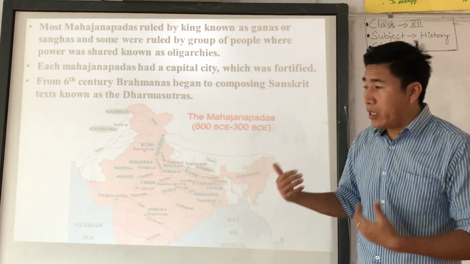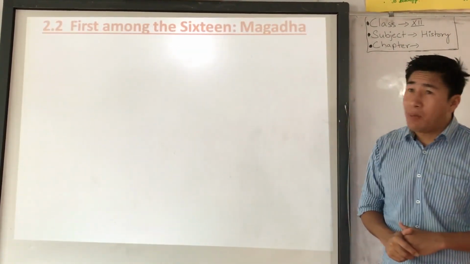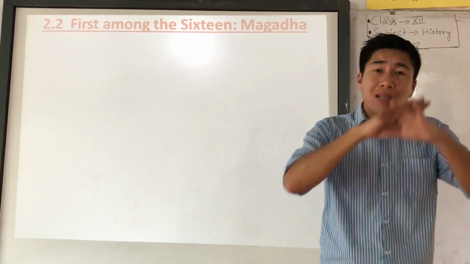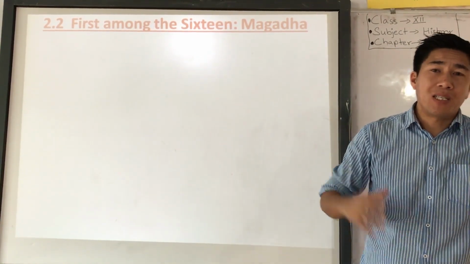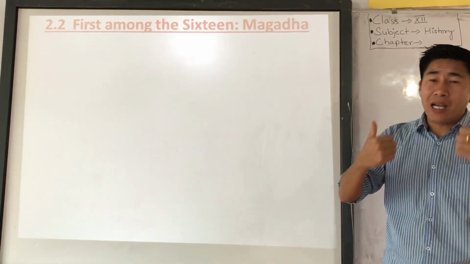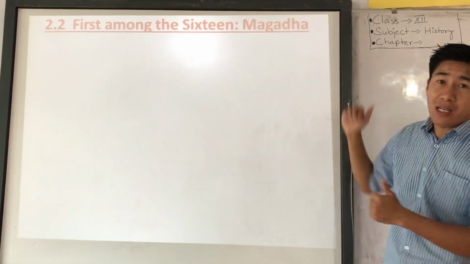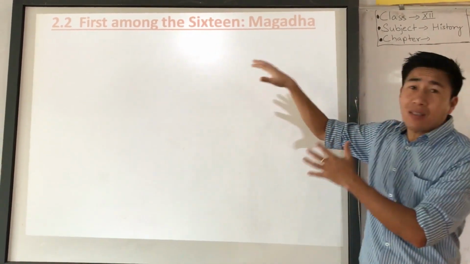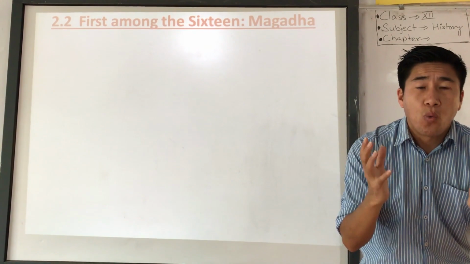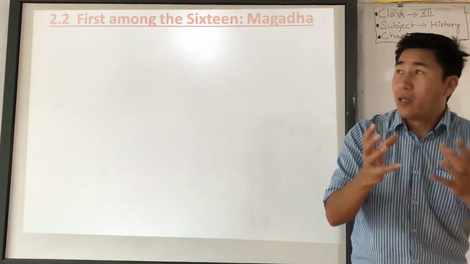Understood? So next we are going to discuss the first among the 16. Now we know about the 16 Mahajanapadas mentioned in Buddhist and Jain texts, right? Here the topic itself gives you an idea about the first among the 16 Mahajanapadas. First among the 16 means, among the 16 Mahajanapadas, which was the most powerful Mahajanapada.